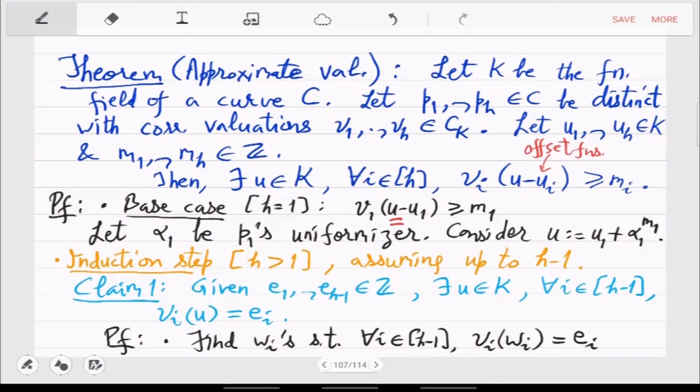Okay, so last time we finished this theorem, the approximate valuation theorem, which tells you that for a set of valuations and multiplicities and offsets, you can find a common function u such that the valuation of u minus ui is at least mi. So this sets up an approximate correspondence of rational functions and zeros or poles with multiplicity.